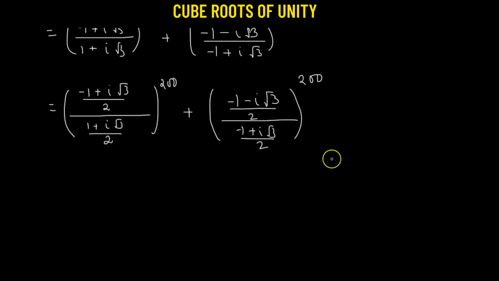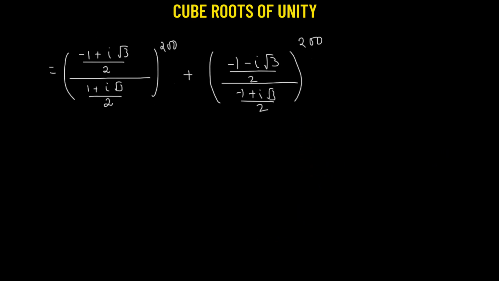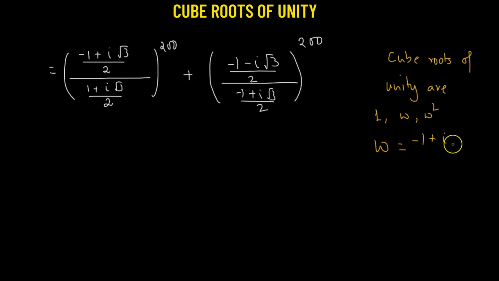The reason why we are doing this is that if we consider the cube roots of unity, the cube roots of unity are 1, omega and omega squared, and we know that the value of omega is negative 1 plus i times square root of 3 divided by 2. And omega squared will be negative 1 minus i times square root of 3 divided by 2. Now, we can use this fact.